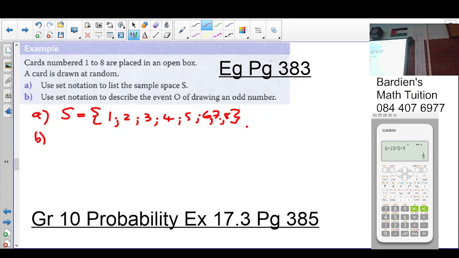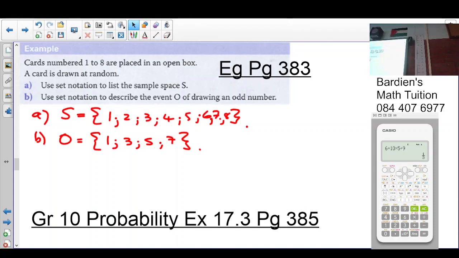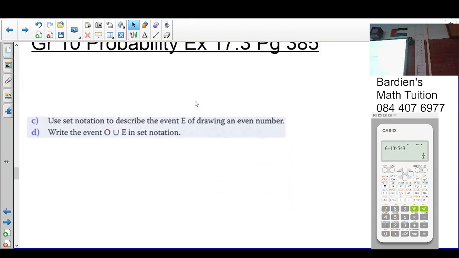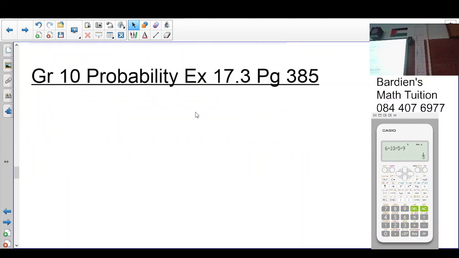Okay, let's look at B. Use set notation to describe the event O of drawing an odd number. So O would be 1, 3, 5. Do you guys understand? Any confusion? Okay. Let's carry on. C. I think I pulled this out.